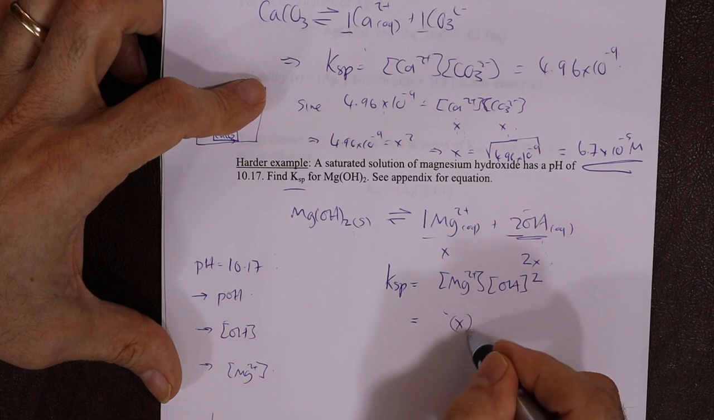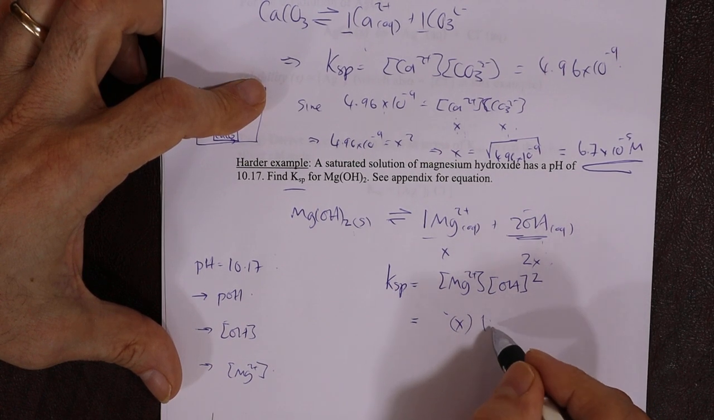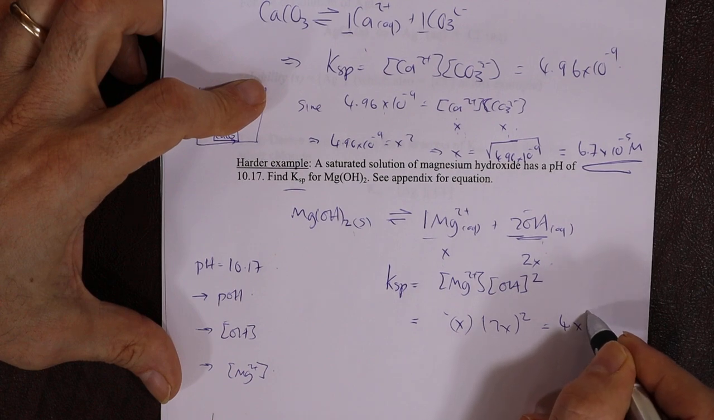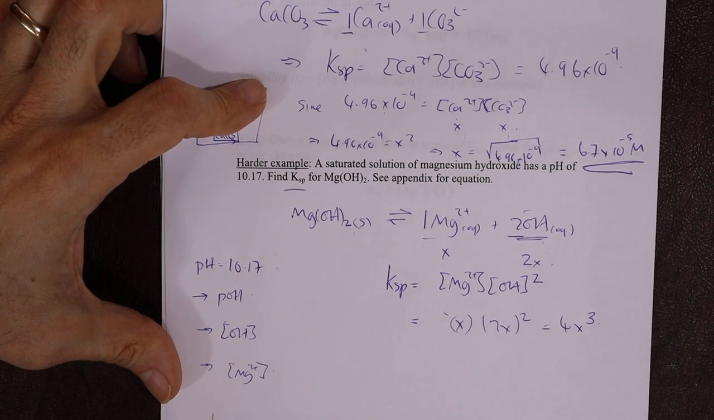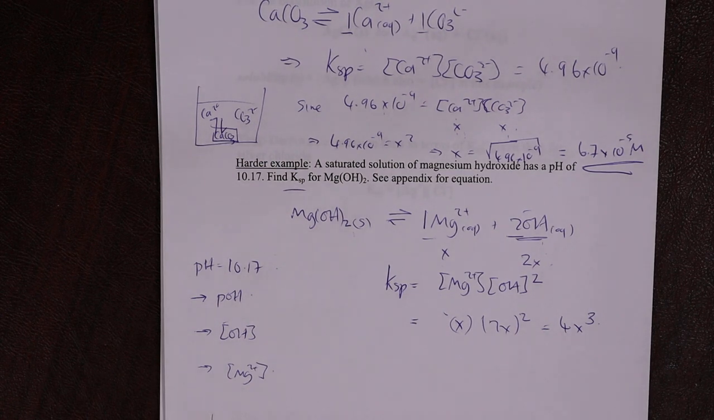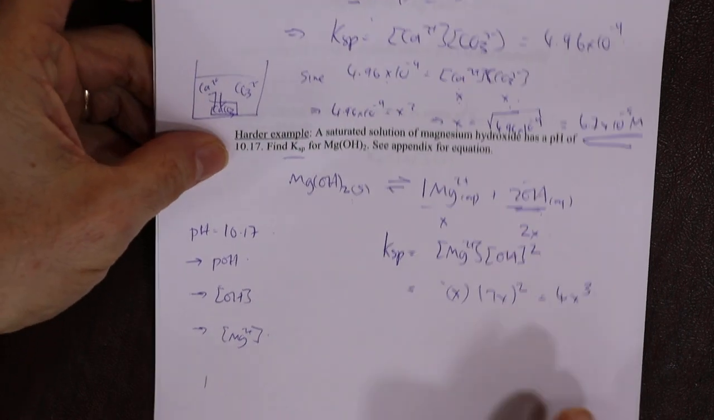X times 2X squared, 4X cubed. All right, so KSP is 4X cubed. So solve for X and then 4X cubed. All right, pause there, try it. Okay, and then I'll do it.